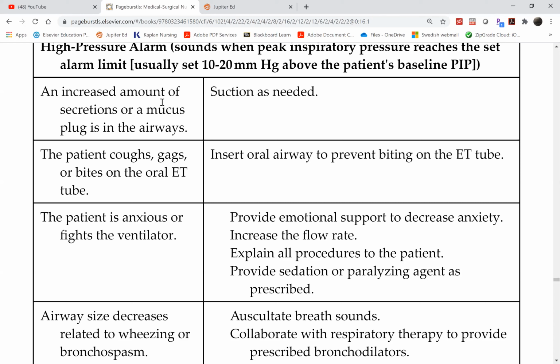Will automatically trigger a high pressure alarm. And this is your corresponding action. That's what you do. So my question on the exam would be either multiple choice or select all that apply.